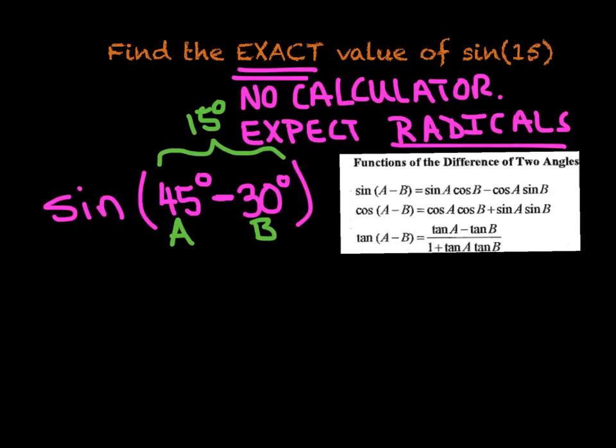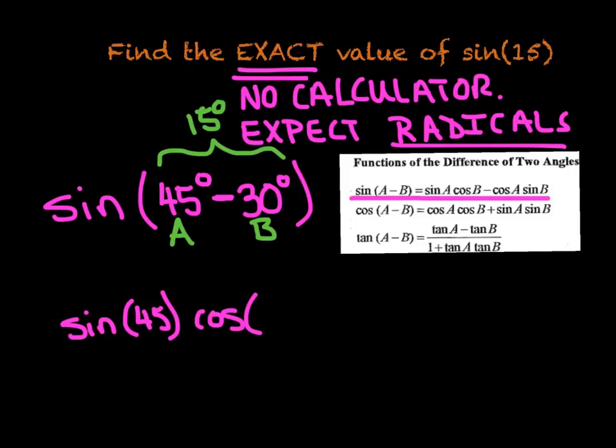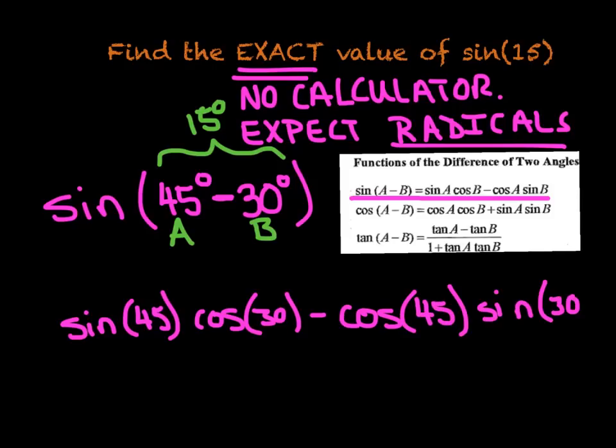So I've imported my little cheat sheet here, and I'm specifically looking at that first formula on the list. And I'm going to substitute a 45 for A and a 30 for B. So I've got the sine of 45 degrees times the cosine of 30 degrees. Again, the parentheses are optional here. I just prefer them because I think it helps organize my thoughts. Minus the cosine of 45 degrees times the sine of 30 degrees. And now it just comes down to those values that we memorized earlier in the year.